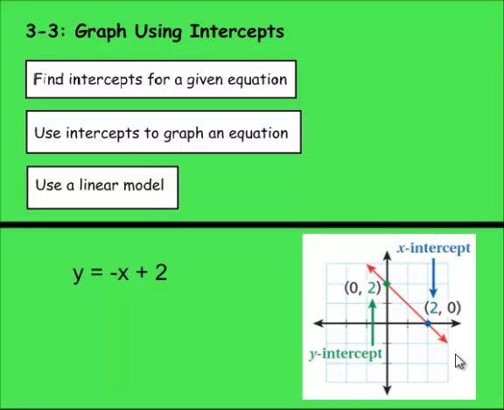We're on lesson 3 of chapter 3, which has us graphing using intercepts. So first we're going to find intercepts for a given equation, then we're going to use intercepts to graph an equation, and then we'll use a linear model. Here's the idea of intercepts.